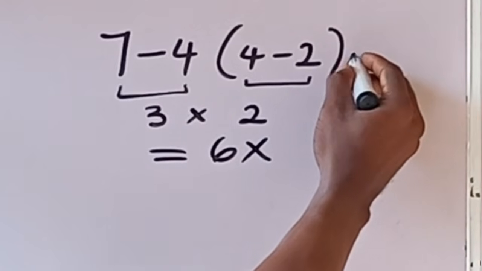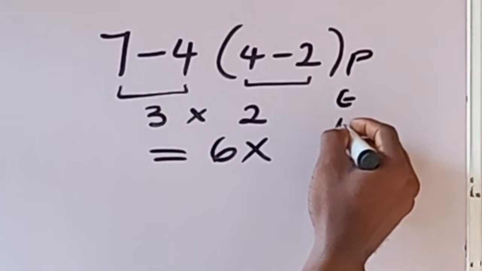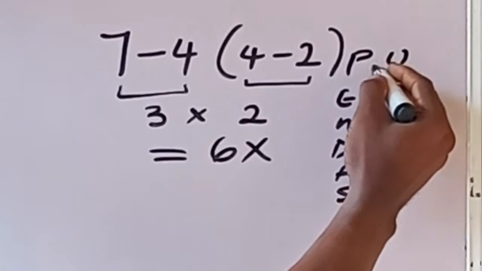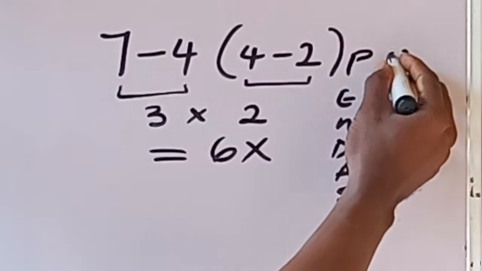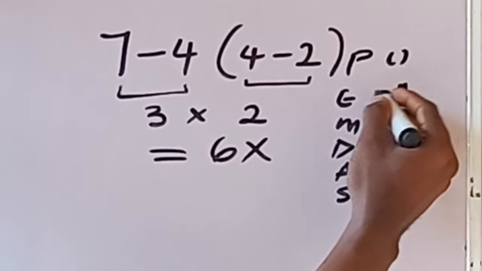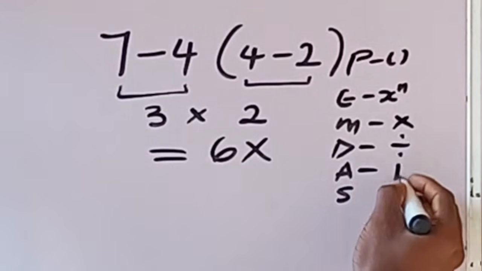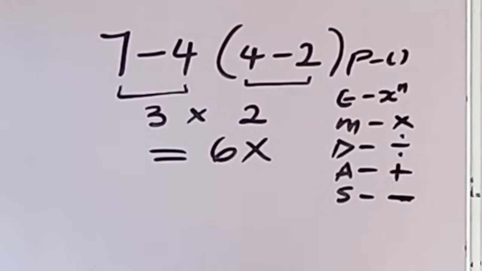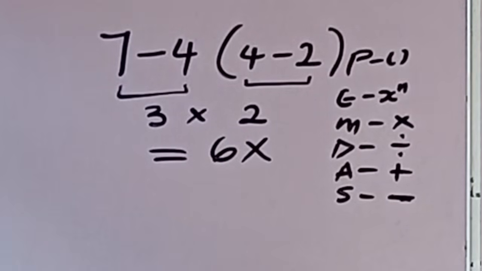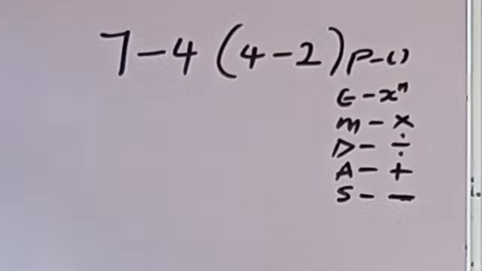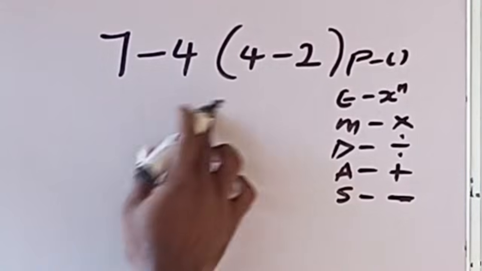According to PEMDAS, this is parenthesis. This is exponent. This is multiplication. This is division. This is addition. And this is subtraction. So we are going to follow the rules from left to right. So if we do that, our answer will not be correct. So let's see the correct answer.